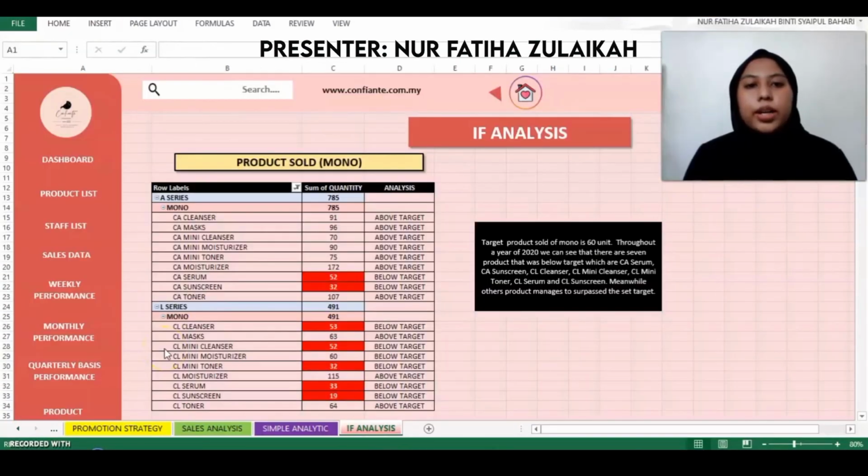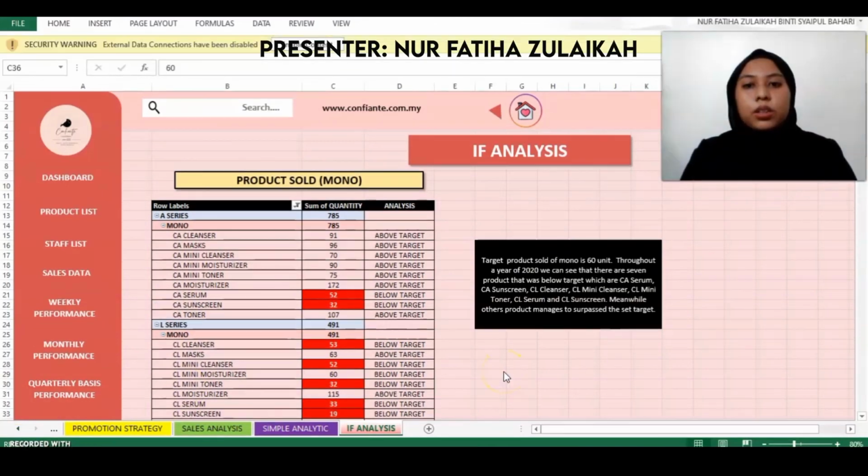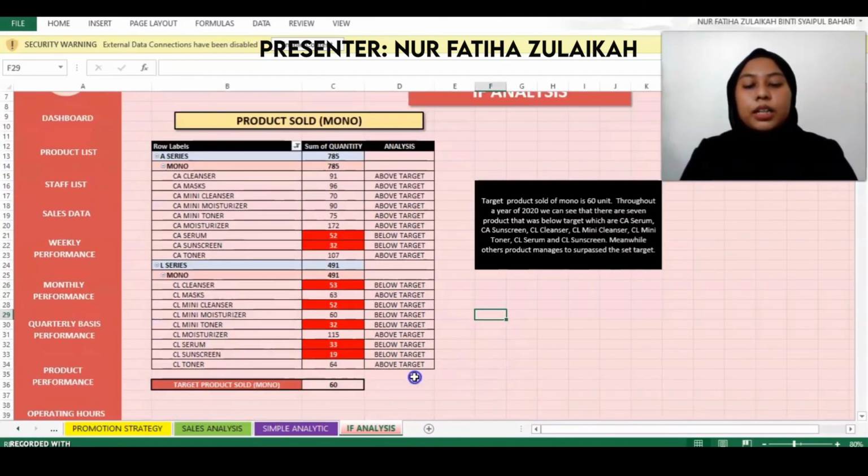Next, we also provide what-if analysis. What-if analysis is a powerful decision-making tool that helps brands understand what kind of business impact can arise from changing one or more variables. Every year, we set a target product sold for each product. First, the target product sold by mono product. As you can see here, the target product sold of mono is 16 units.